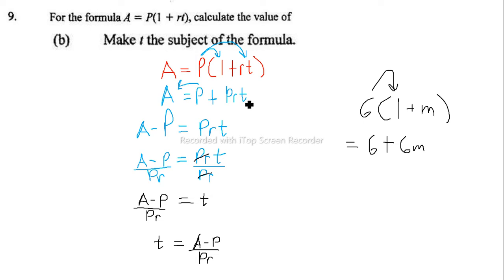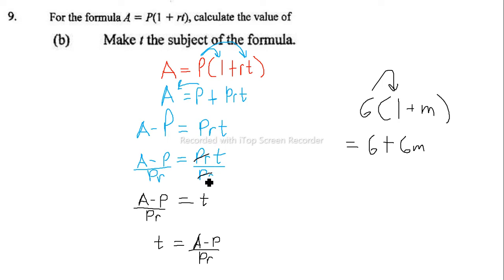Okay. And then you send the p over. So then that'll be minus, because it was positive. And so it's a minus p equals prt. And then we have to get rid of the pr. So we divide both sides by pr.